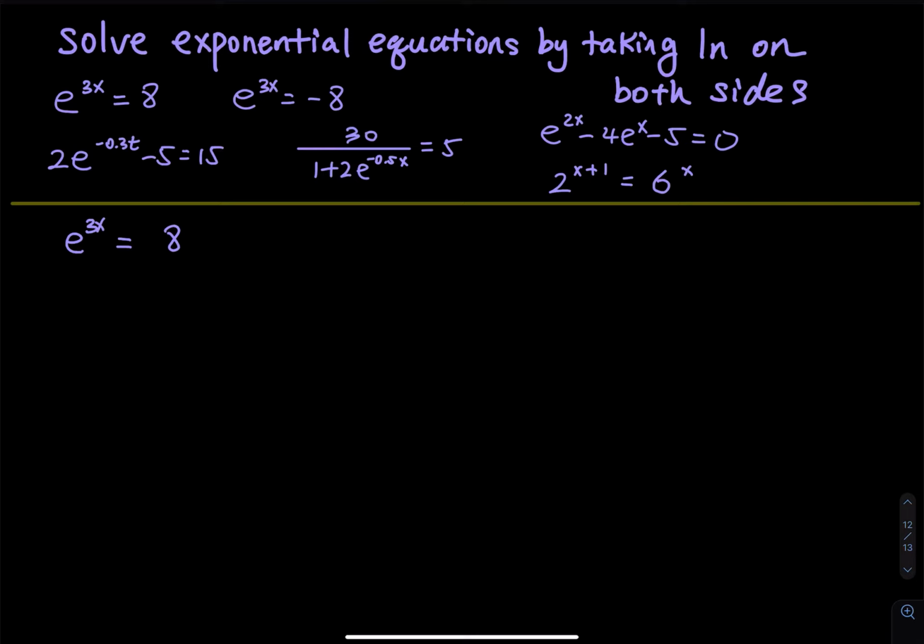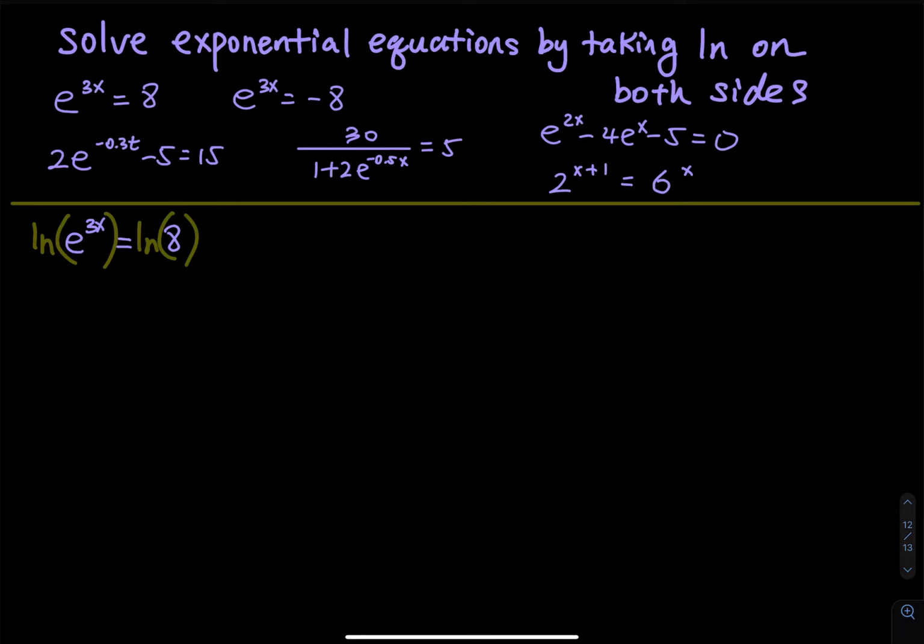Solving exponential equations by taking ln on both sides. The first equation we have is e to the 3x equals 8. The x is in the exponent, so in order to bring the x down, we have to take ln on both sides. ln of the left side and then ln of the right-hand side.